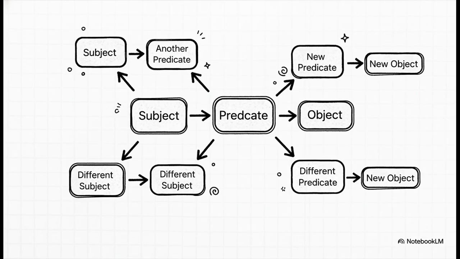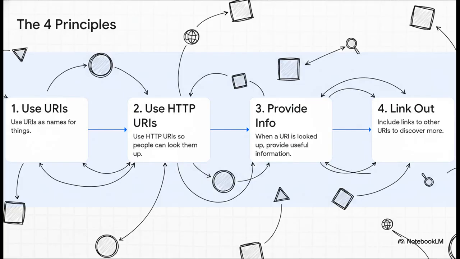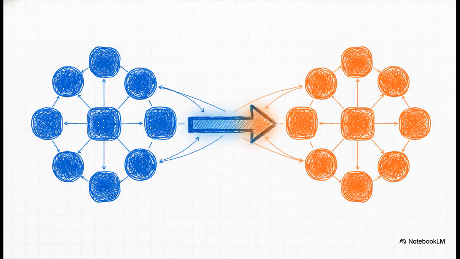Okay, so we have the language, but how do we connect it all? That's the whole idea behind linked data. The inventor of the web himself, Tim Berners-Lee, gave us 4 simple rules to make this work. And here they are. Basically, use web addresses for names, make them useful, and link out to other stuff. And here's where it gets really powerful. These rules let us connect totally different sets of data.